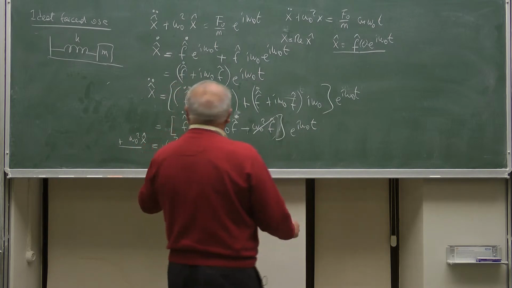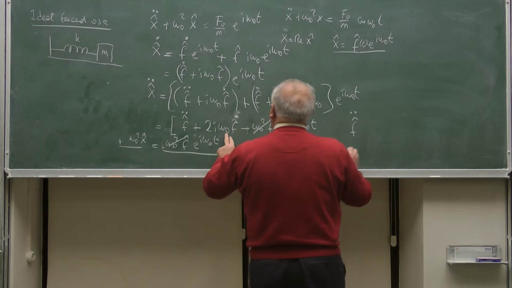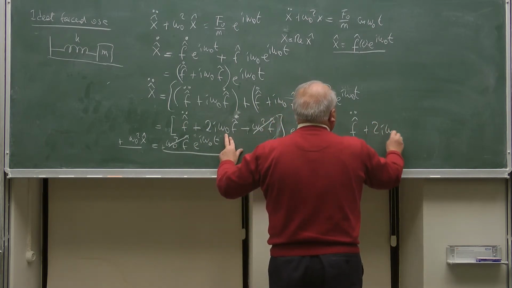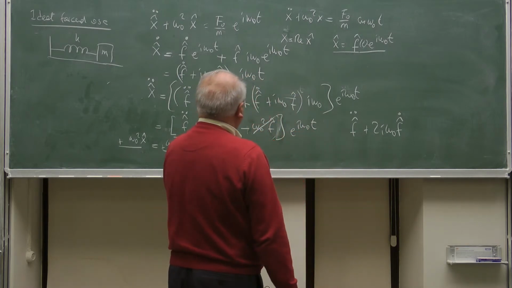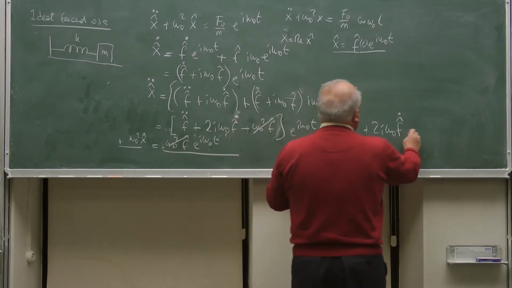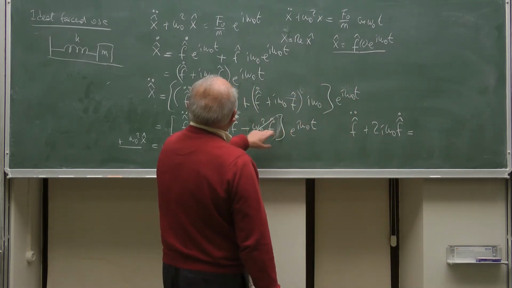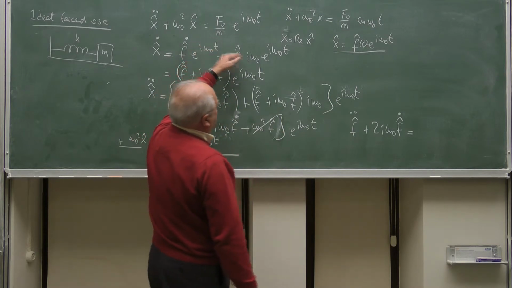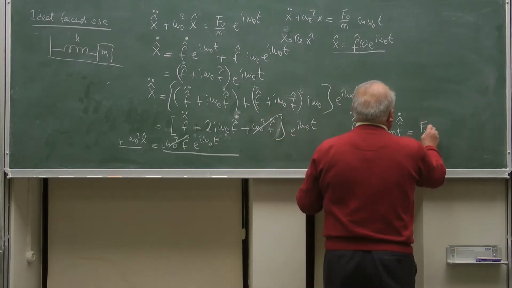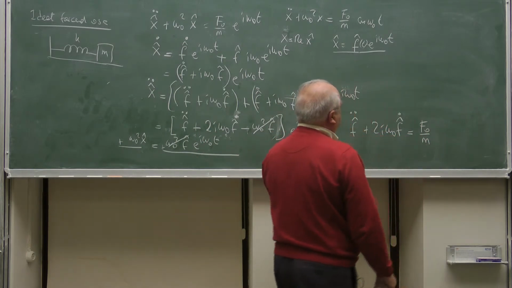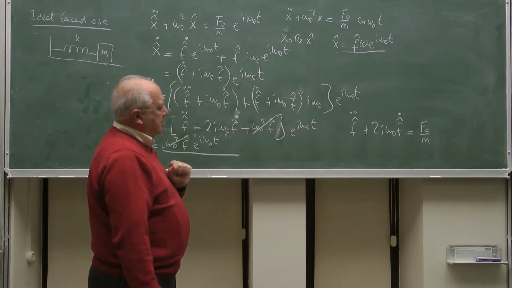Let's write here what remains. f double dot plus 2i omega 0 f dot. Omega 0 squares cancelled. That's equal to the force f0 over m, and the e to the i omega 0 t's are the same factor. So it is f0 over m. We have to solve it for f. But remember, we asked for the simplest solution.